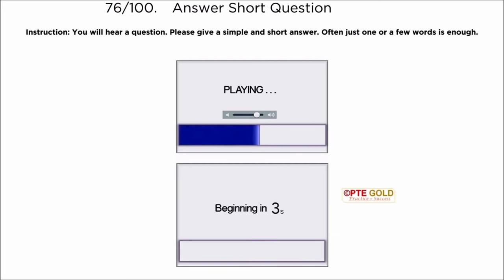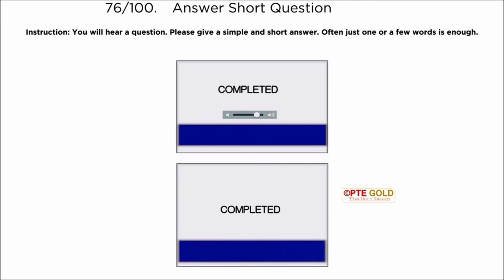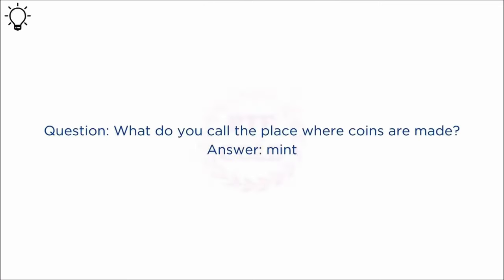What do you call the place where coins are made? Mint.